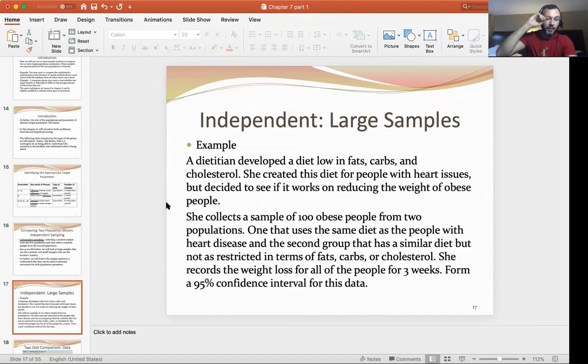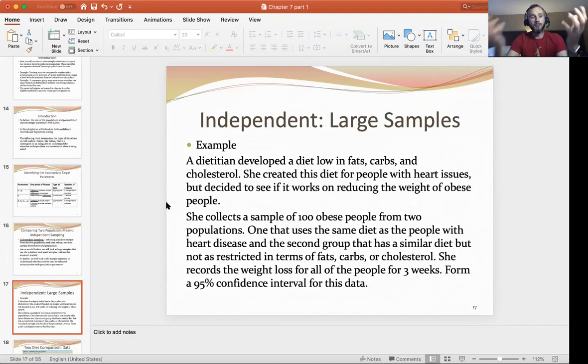So here's an example. A dietitian, that's spelled correctly. Okay. A dietitian developed a diet low in fats, carbs, and cholesterol. She created this diet for people with heart issues, but decided to see if it works on reducing the weight of obese people. She collects a sample of 100 obese people from two populations. One that uses the same diet as the people with the heart disease, and the second group that has a similar diet, but it's not as restricted. And so we can think of that just like a regular diet, right?